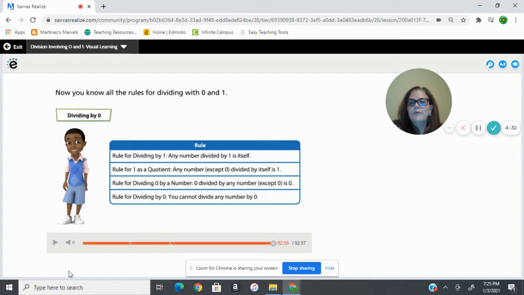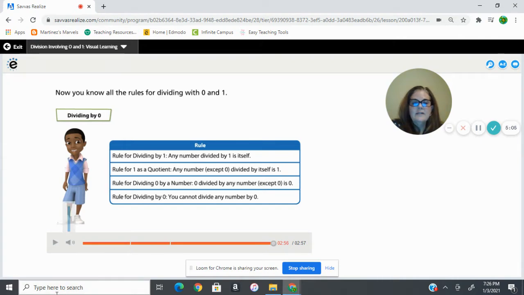Okay, so let's pause that real quick. Rule for dividing by 1: any number divided by 1 will be itself, will be that number. So 3 divided by 1 will be 3. Rule for 1 as a quotient: any number except 0 divided by itself is 1. Next rule, for dividing 0 by a number: 0 divided by any number except 0 is 0. And rule for dividing by 0: you cannot divide any number by 0, because how can you break up nothing into something?